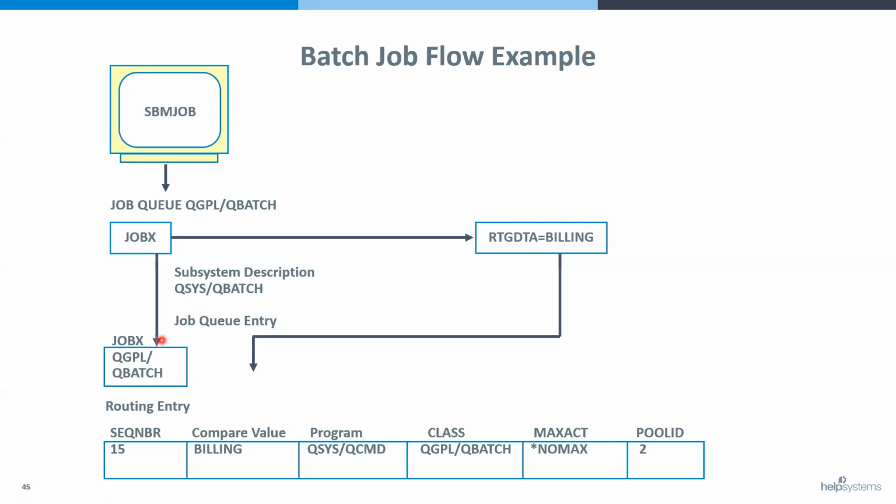The subsystem checks the job description for routing data and uses that data to find what we call a routing entry. And that entry provides information about which pool the job uses, which routing program is used, and from which class the job gets its what we call runtime attributes. And again, an awful lot going on. Maybe we should think about that next time we submit a job.